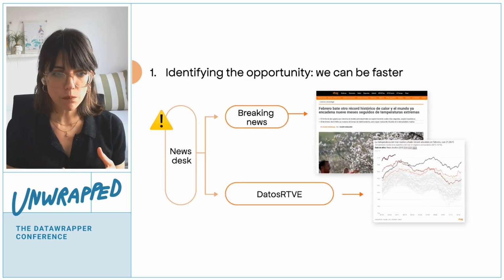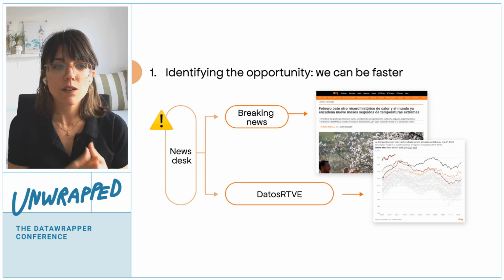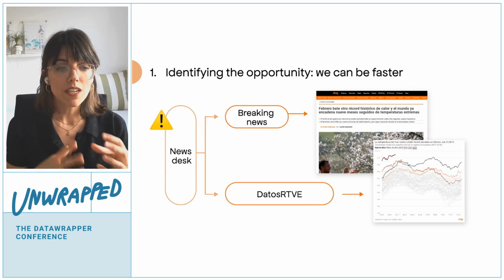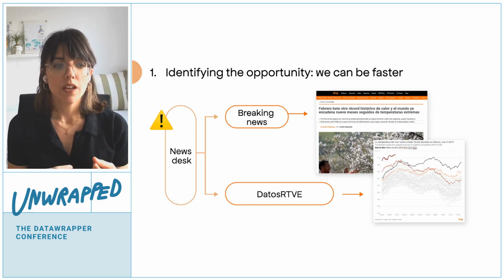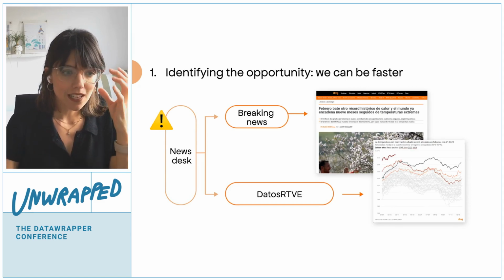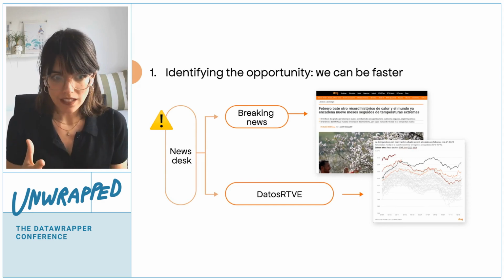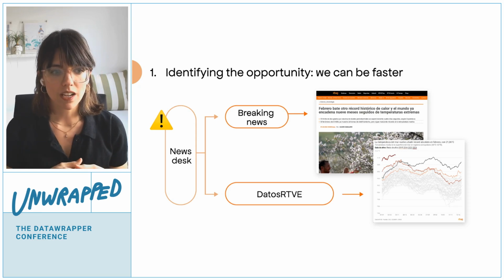So the first step is identifying that there is an opportunity, which is to be faster with the news that we somehow can be ready for. Think about periodic statistics like unemployment or recurring issues like earthquakes or weather alerts. That's the case that you're seeing now on screen.